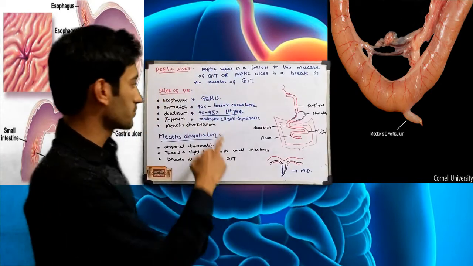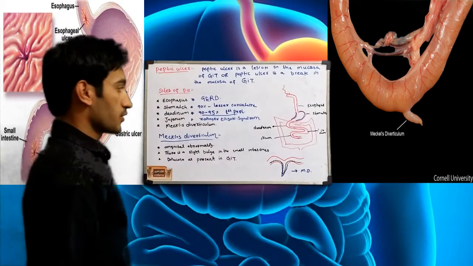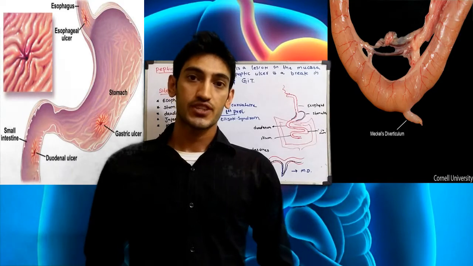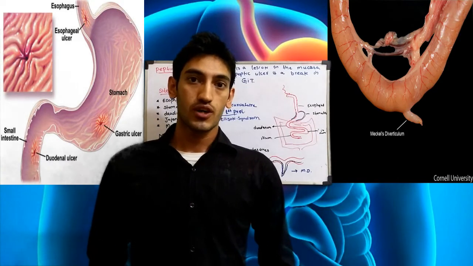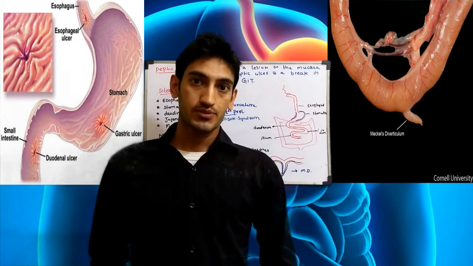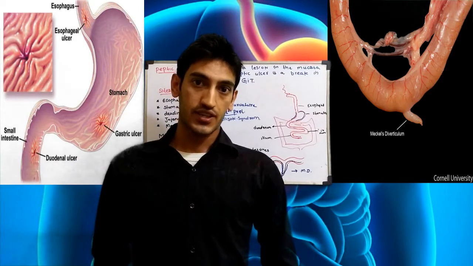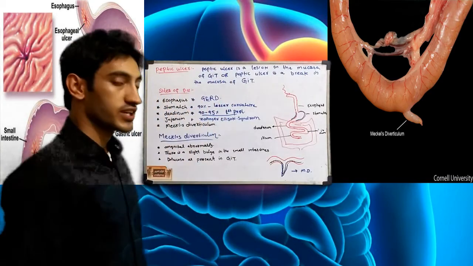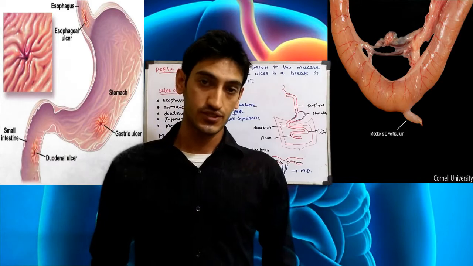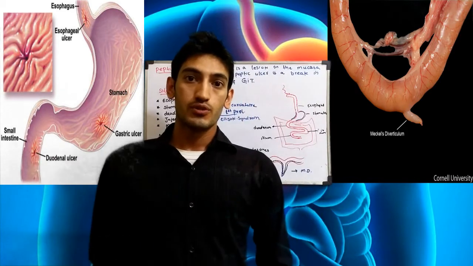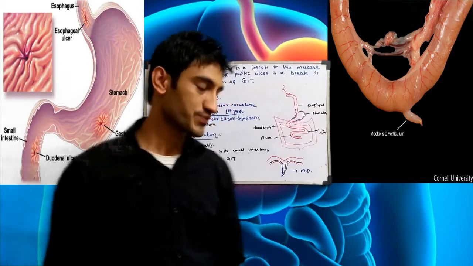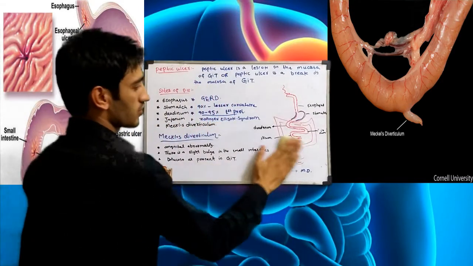So peptic ulcer can also occur in Meckel's diverticulum. And then we talked about some important points. About the duodenum, 90 to 95% of ulcers occur in the first part of the duodenum. About the stomach, 90% of stomach ulcers occur in the lesser curvature. And the esophageal ulcer occurs in gastroesophageal reflux disease. So now we will talk about the risk factors.